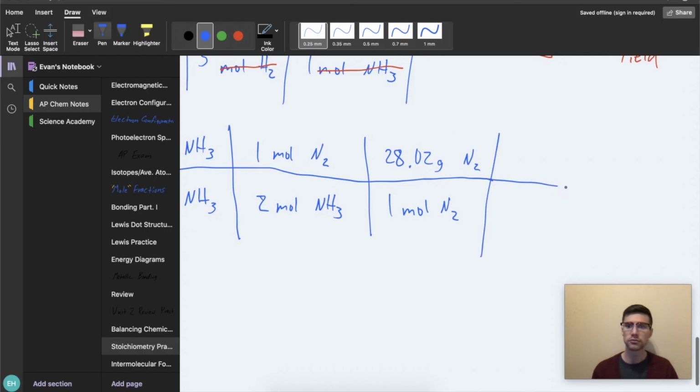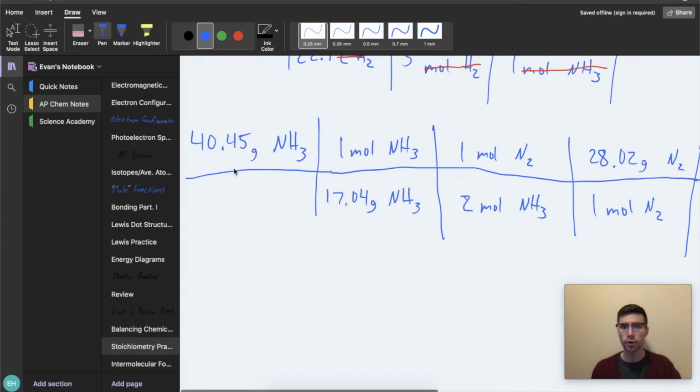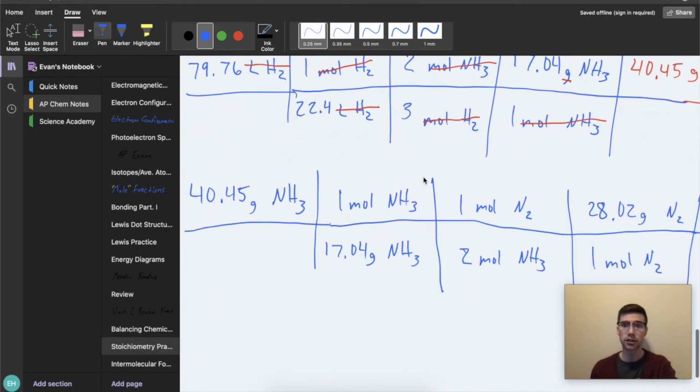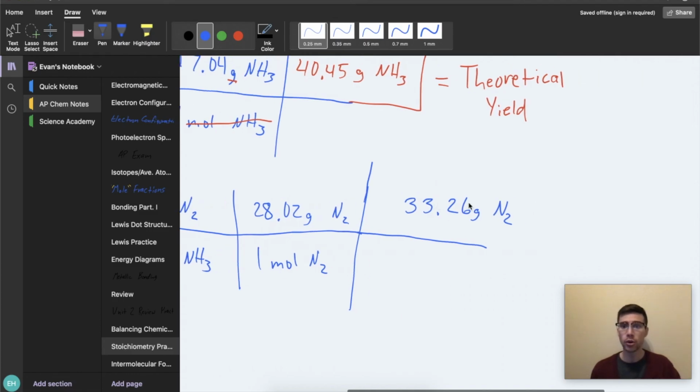So what we end up getting from this, and be careful what you actually use these numbers for, what we end up getting is 33.26 grams of, not NH3, sorry, right, N2, because we're calculating how much reactant did we actually need for this, okay? So if we wanted to make 40.45 grams of ammonia, based on our balanced equation that we have up above, we know, based on this calculation, that it would require 33.26 grams of nitrogen gas if it was 100% perfect. Now, that's not really what the question is asking us.